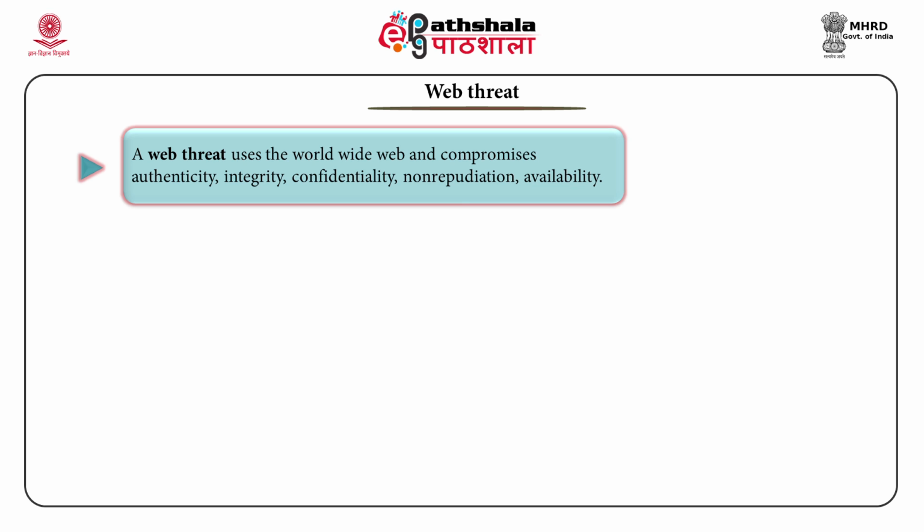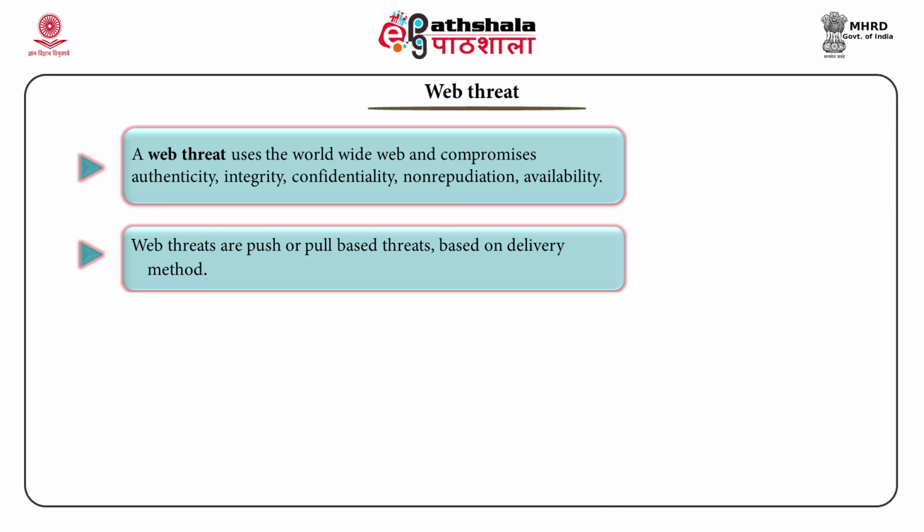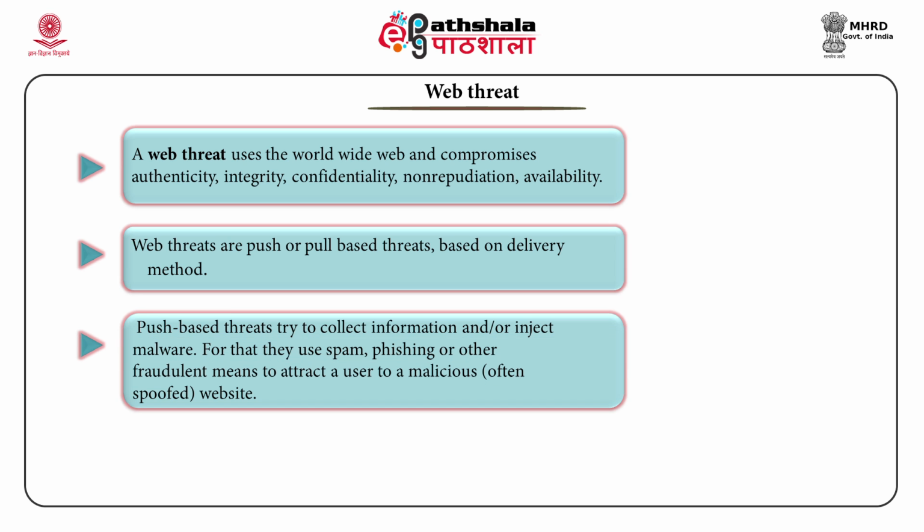Web threats are divided into 2 major types: push threats and pull threats. How are push and pull distinguished? They are based on their delivery method. Push based threats try to collect information or inject malware. How? By sending spam or by phishing or by other fraudulent means.